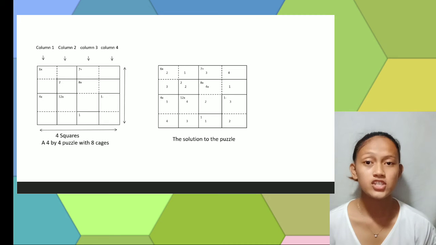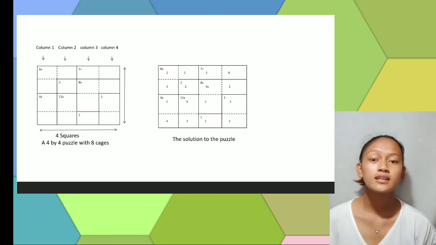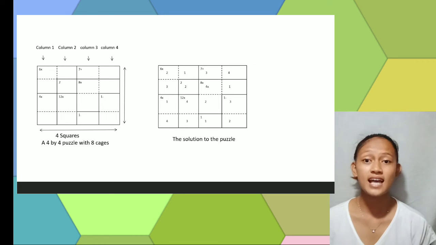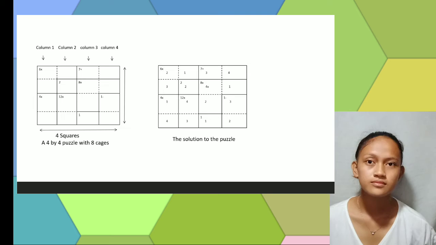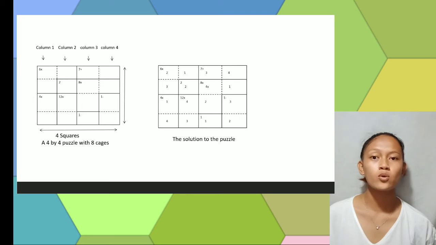And the eighth cage has a given number of 1 and the subtraction sign. You can subtract the numbers 3 and 2, and the answer is 1. And that is the solution of a KenKen puzzle.